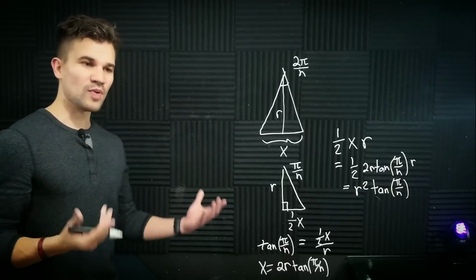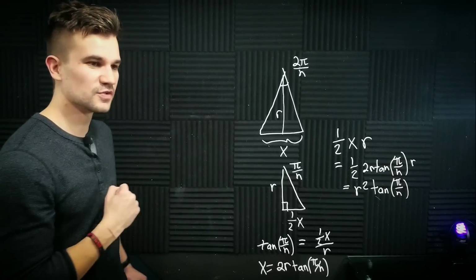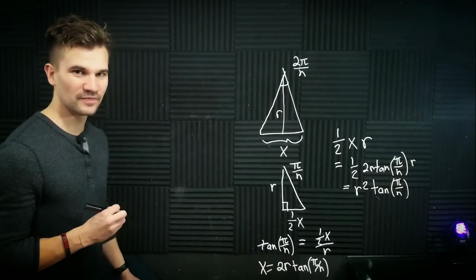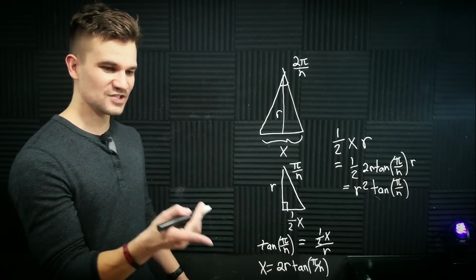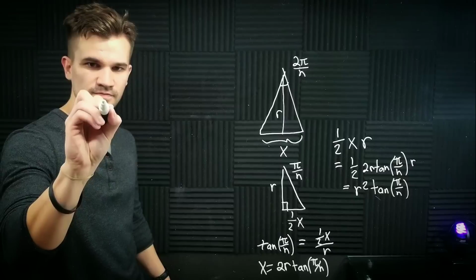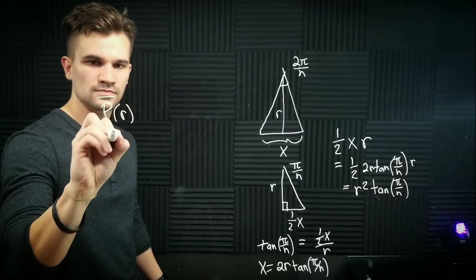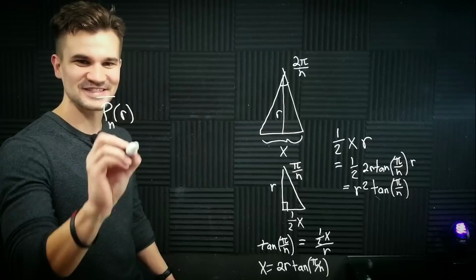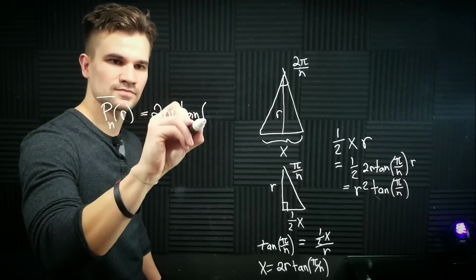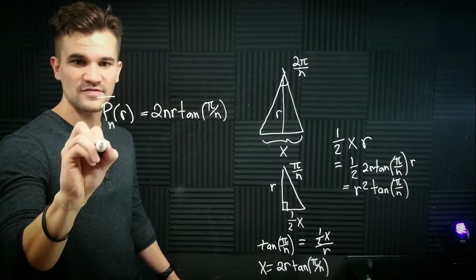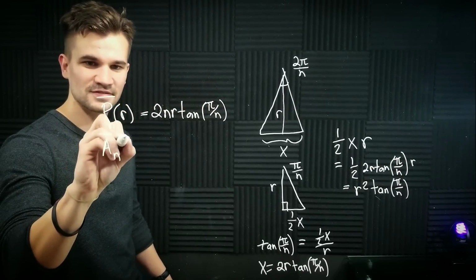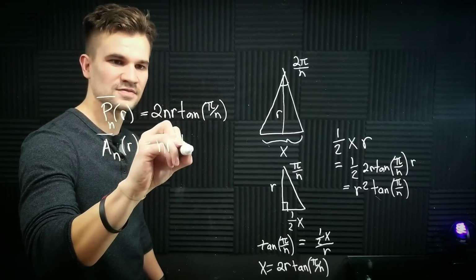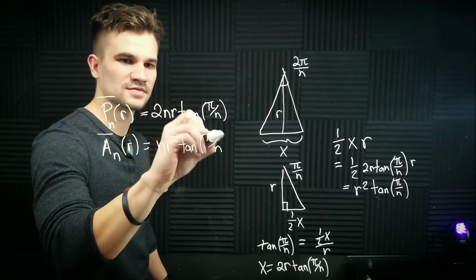Okay, so what does this say about the whole polygon? Well, the area of one of these triangles is r squared tangent pi over n, and x is 2r tangent pi over n. So the perimeter of the polygon is 2nr tangent pi over n. We'll call that p bar sub n of r. Whew, that's a lot of syllables. And then we have a bar sub n of r is nr squared tangent of pi over n.